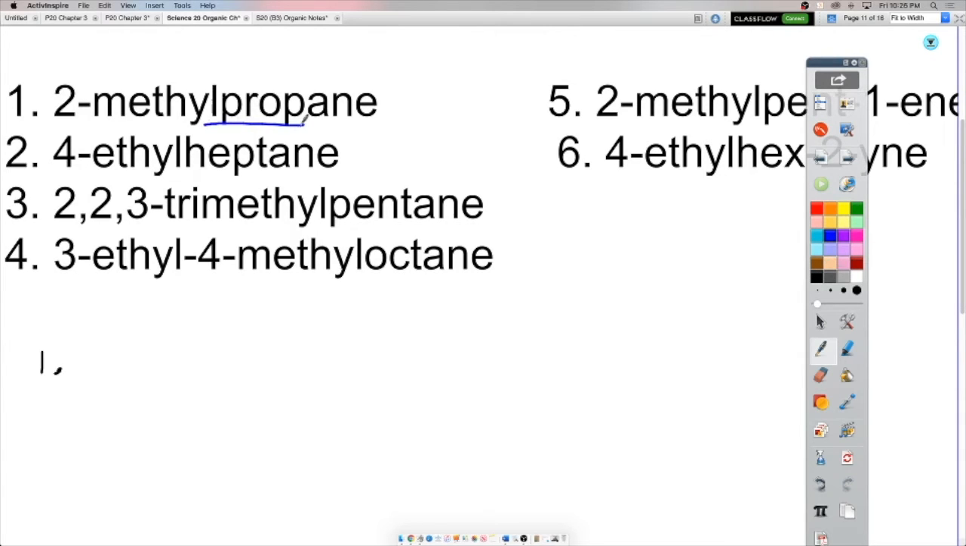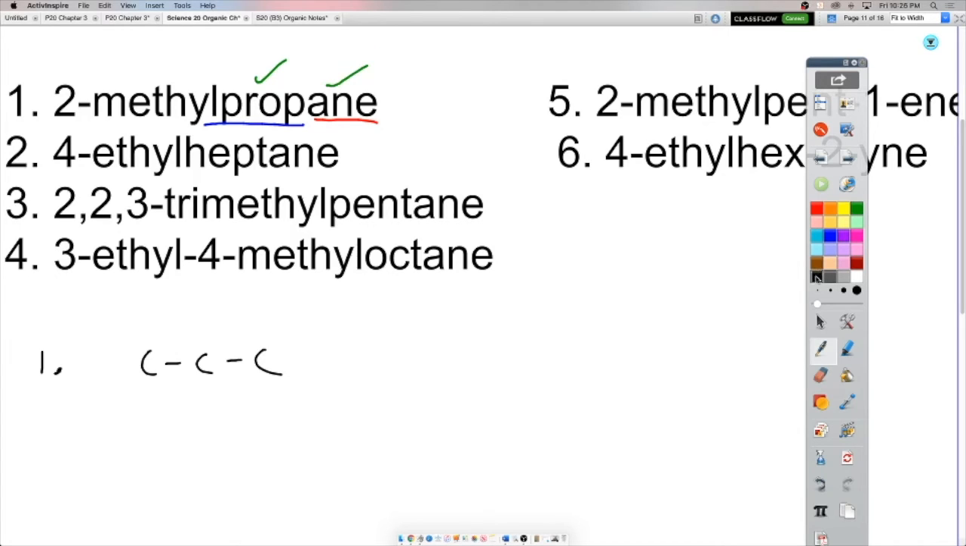Prop. So that means 3 carbons in the parent chain, right? So C, C, C. There we go. We've dealt with prop. We've shown prop. Ane. Have we shown ane? Well, ane means no double or triple bonds, single bonds only. Have we showed that? You bet. Right, that was easy.